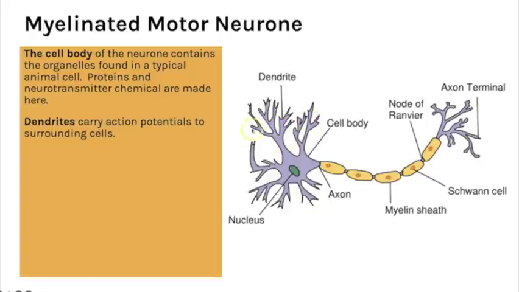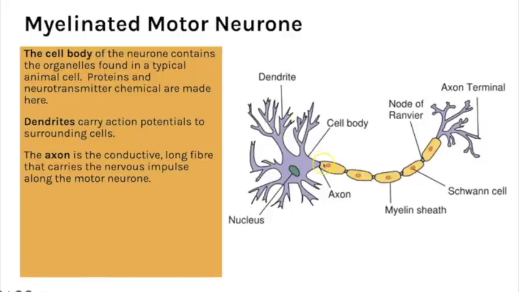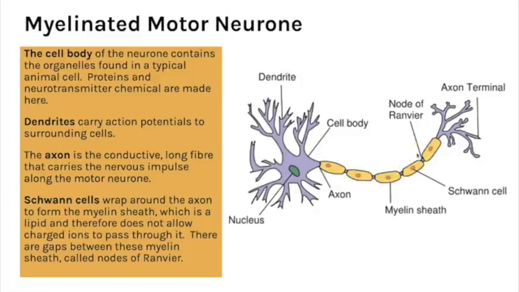The dendrites we can see here branching carry action potentials to surrounding cells. The axon is the conductive long fibre that is making up this whole part of the cell, and that carries nerve impulses all the way along this particular motor neuron.